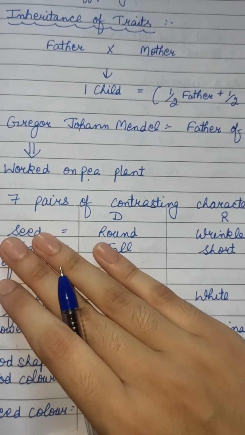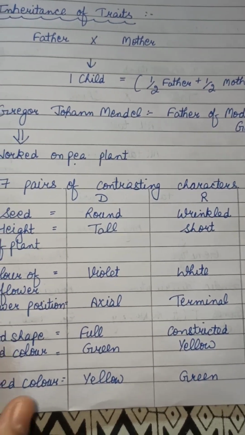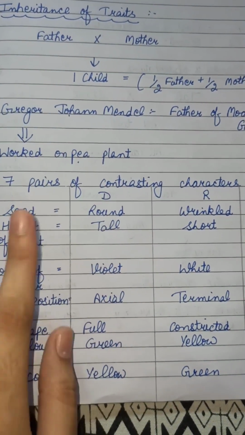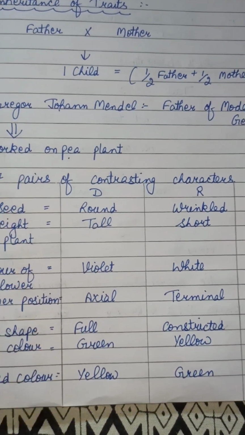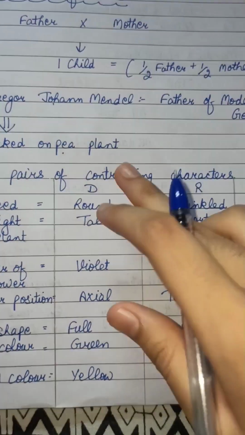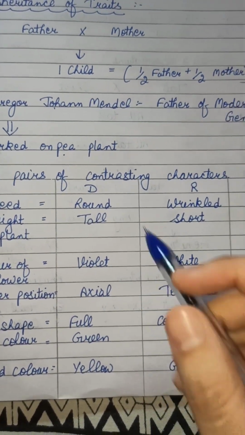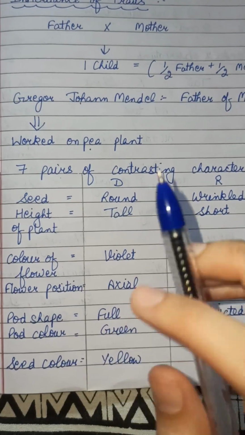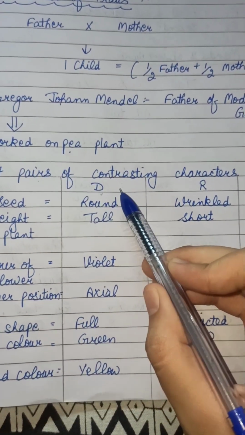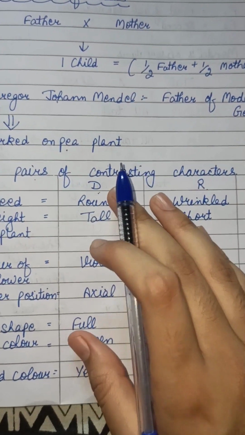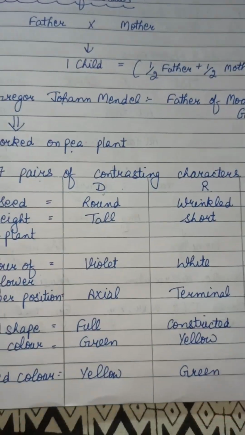Firstly, we start here with which characters he studied, and what kind of discoveries he made. So firstly, he worked on pea plant, this you know well. Now, how many pairs of contrasting characters he studied? 7 pairs. Now, what is the meaning of contrasting here? Contrasting means two opposite characters, means against characters, both are against each other. Now, here these are the 7 pairs of characters which were studied by Mendel. So here I have made D and R. D means dominant and R means recessive. Dominant is able to express itself and recessive is not able to express itself in front of dominant character.